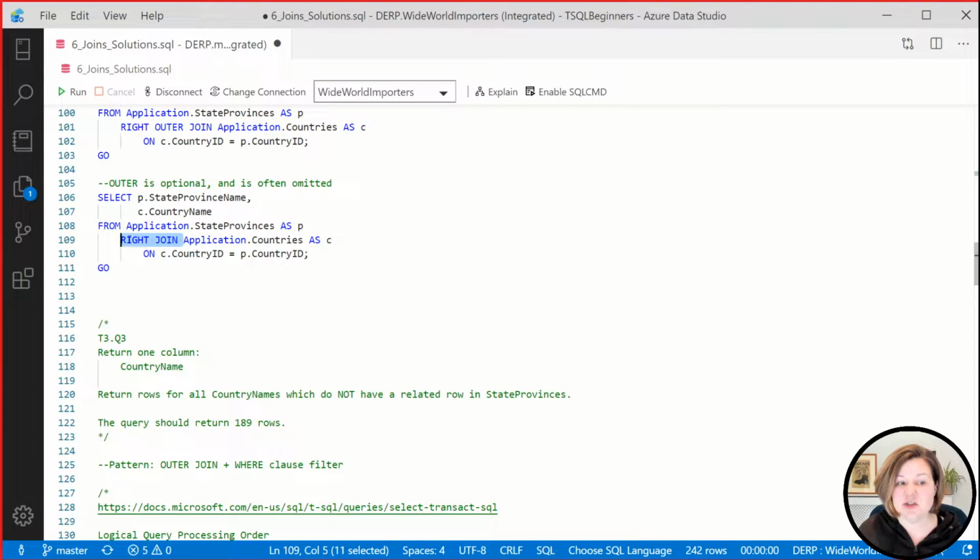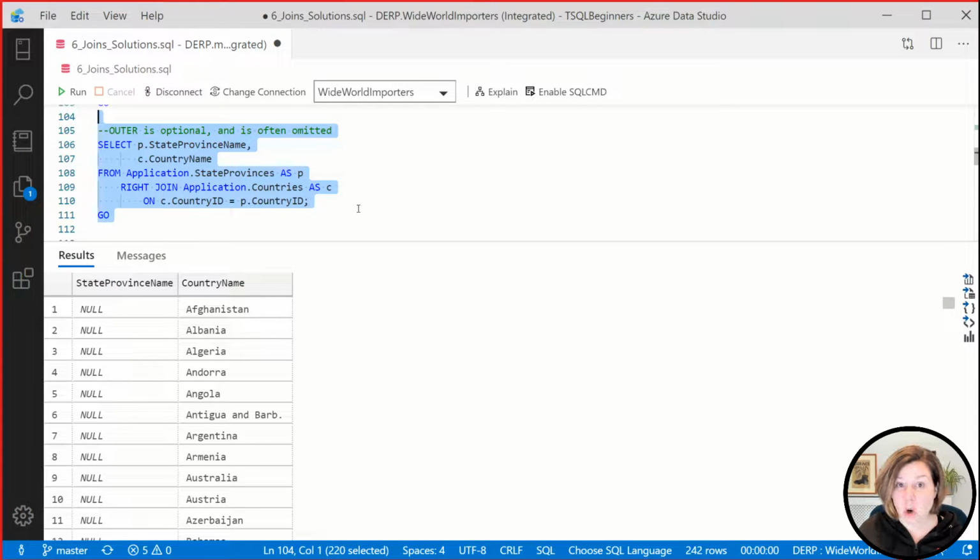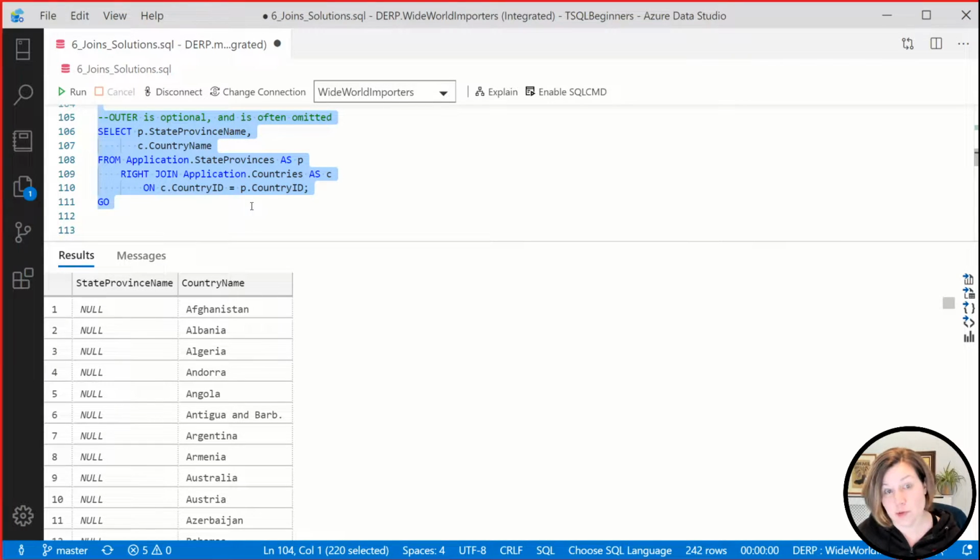See how this just says right join? You could say left join, you could say right join. It will just know when you say right join or left join that you mean an outer join. I would say this is also quite common for people to just say left join, right join. To do inner join, we just write join, and we do left join, and then we do right join.